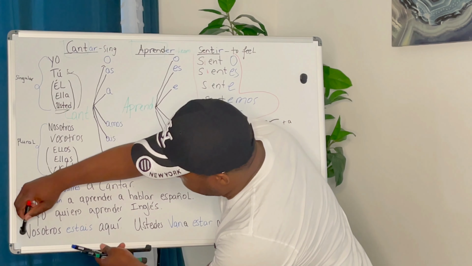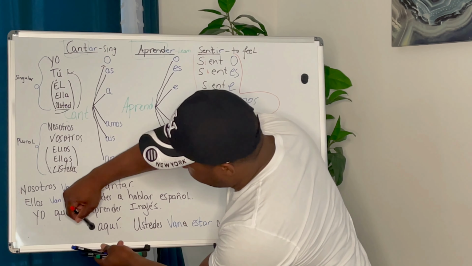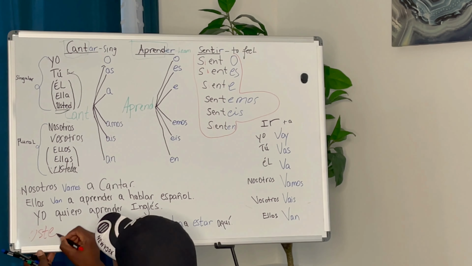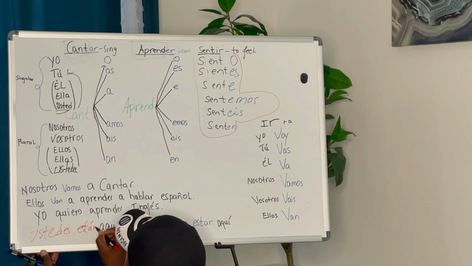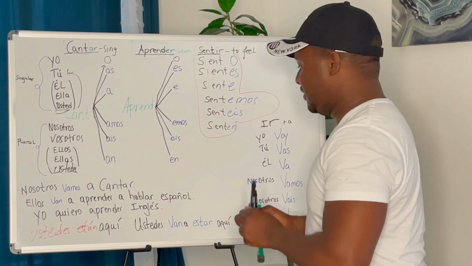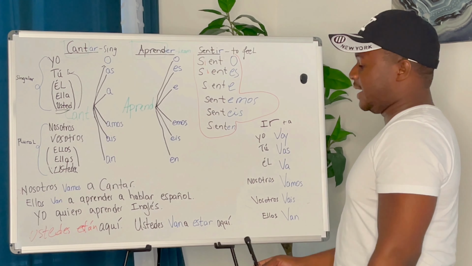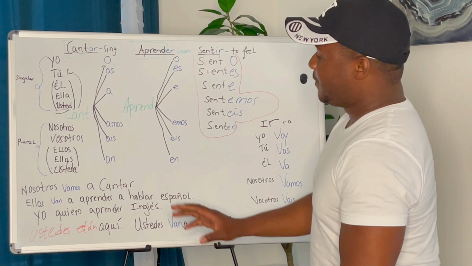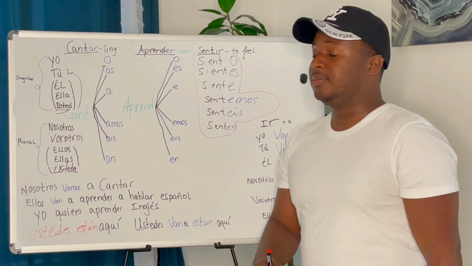But in Latin America, instead of saying this, we would go with ustedes están aquí. All right? Next one. Ustedes van a estar aquí. You are going to be here. All right? All right, that's it for the sentences, and we're going to move to the next verb.